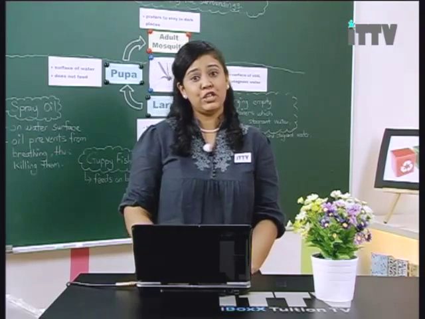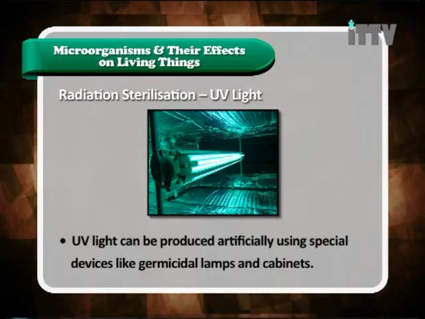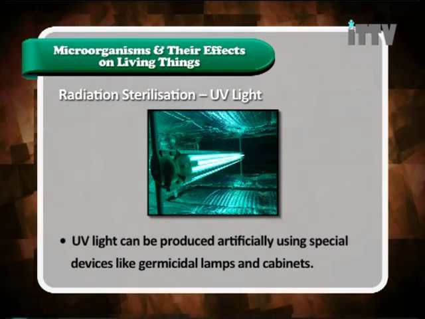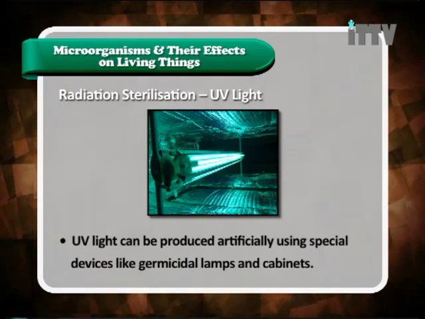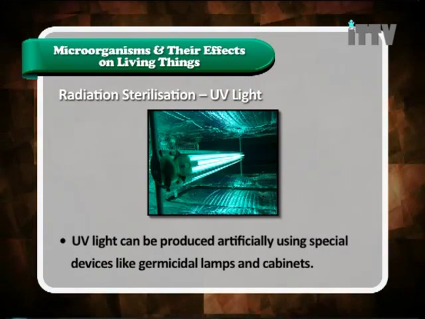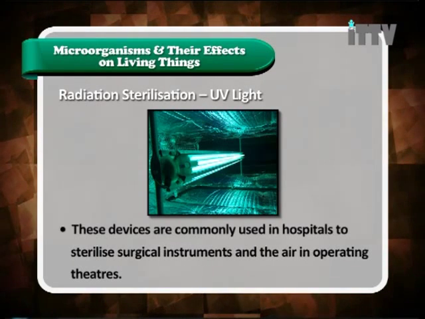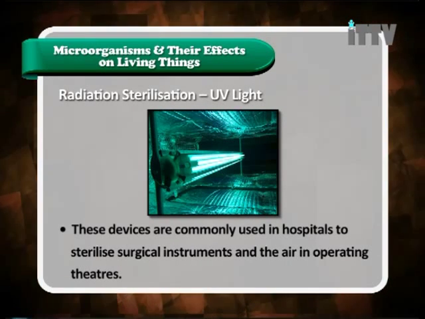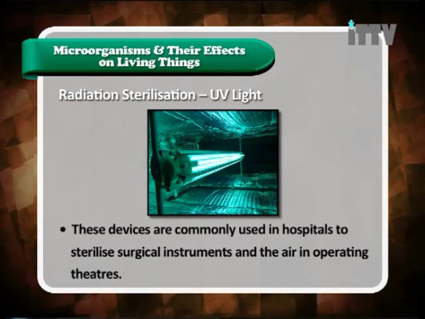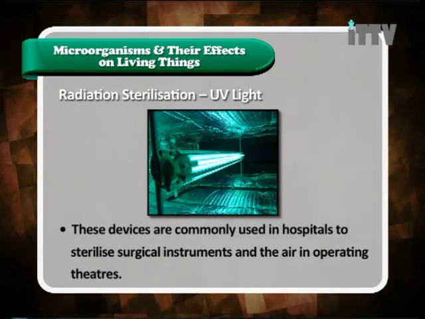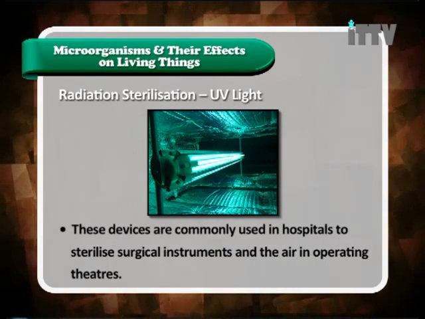Let's see what is UV radiation. UV light can be produced artificially using special devices like germicidal lamps and cabinets. These devices are commonly used in hospital to sterilize surgical instruments and the air in operating theatre.